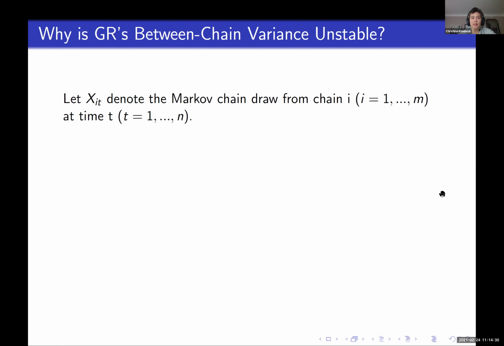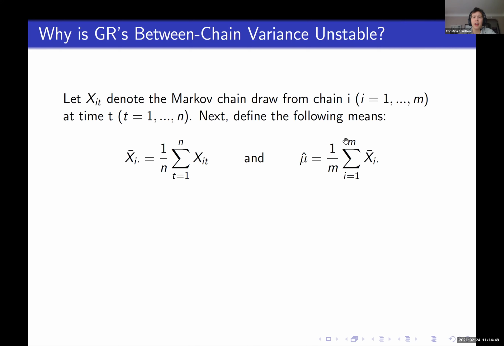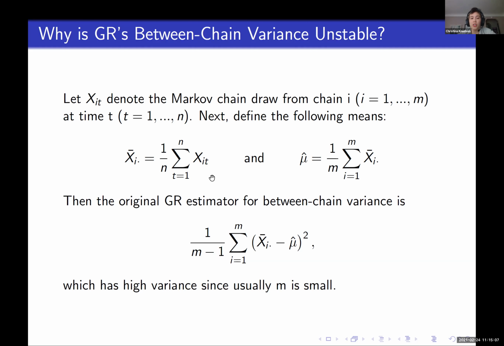Okay, so if we have some Markov chains, we have the ith chain, and we could have maybe one chain or multiple chains. Or rather, we need to have multiple chains in the original setting. And then we'll have the tth step. We define a couple of means. The grand mean is this mu hat. And then the ith chain's mean, x bar i dot, averages over all the steps in the ith chain. All the original GR estimator does is calculate between chain variance by looking at these means for each chain and then just taking the variance of those means. So here it is in equation form, we're looking at the variance of those chain means. And of course, when we're doing Bayesian statistics, we don't usually run a whole lot of chains.